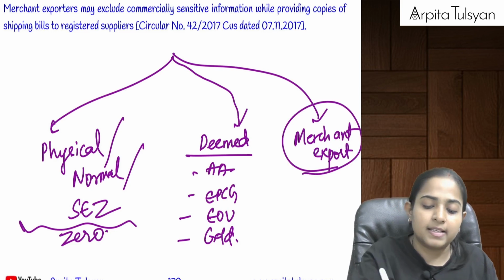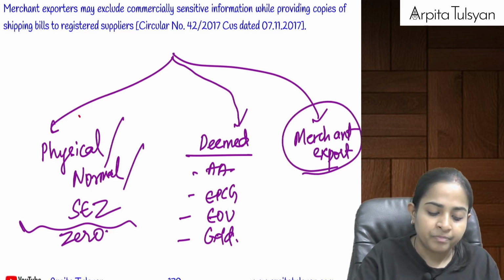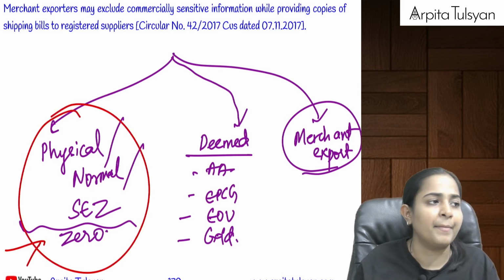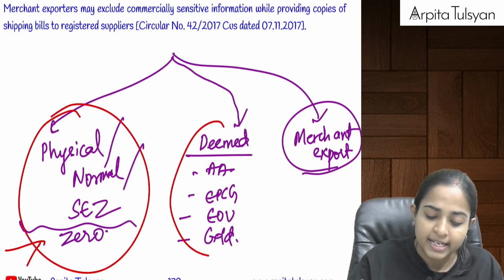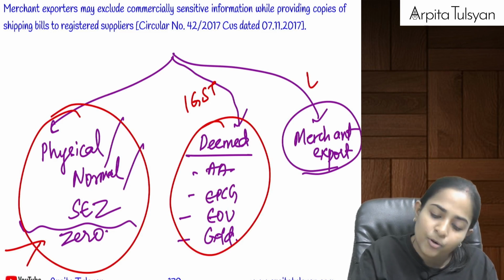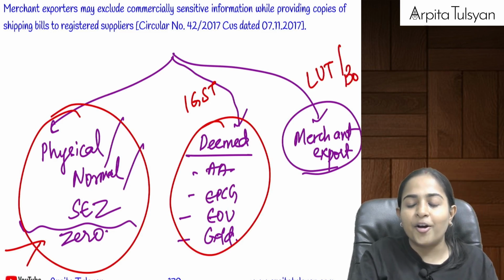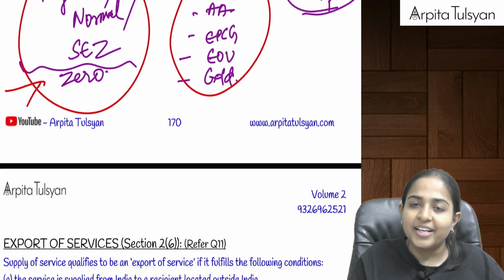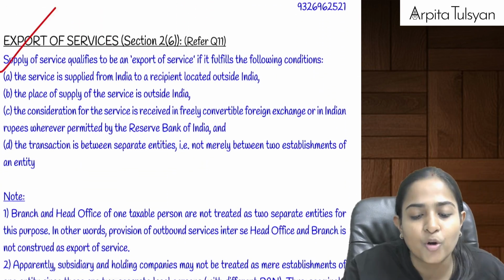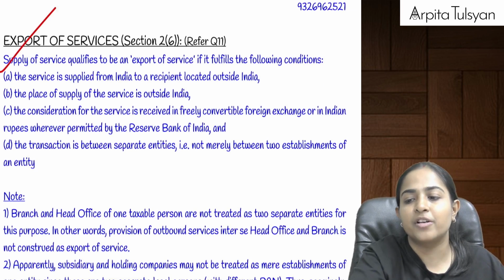Okay, in this special point that we studied here, this can be under bond or LUT, or this can be by payment of IGST. But in case of deemed export, it has to be on payment of IGST, and in case of merchant export, it has to be on LUT or bond. Are you clear with this? Yes. Okay, then going on to the last part of the chapter, that is export of services. Okay, export of services is very simple.